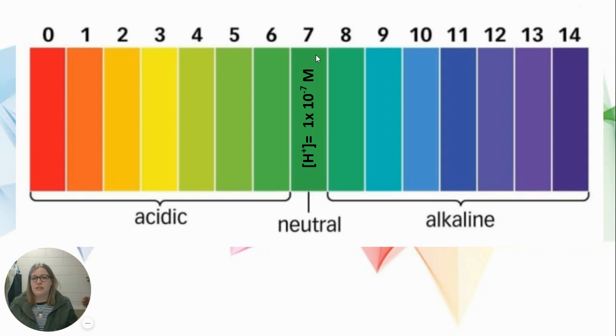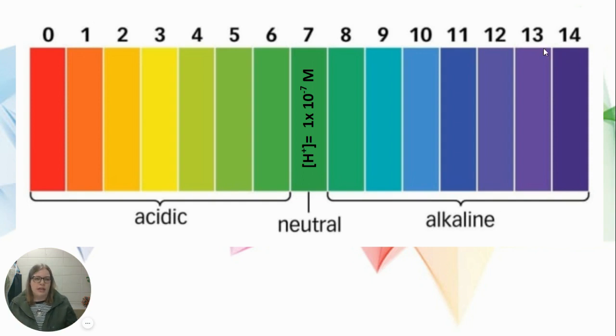Now on the opposite side of things is our basic, or you'll hear it called alkaline sometimes, side. And in this case, it's 1 times 10 to the negative 8th molar, 1 times 10 to the negative 9th molar, and on and on. Understand that your concentrations can possibly lead you to having pHs that are higher than 14 as well. So if you see a pH that's above 14, like 14 something or 15, that's totally normal and not unheard of. We usually put on our pH scale ends of 0 to 14 because most of the substances that you're going to encounter are going to be in that range of pHs.